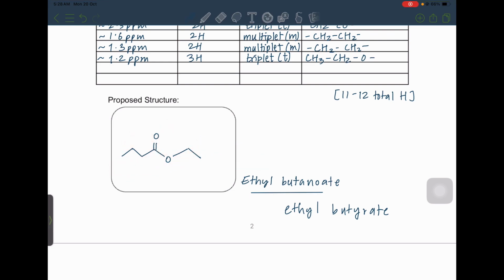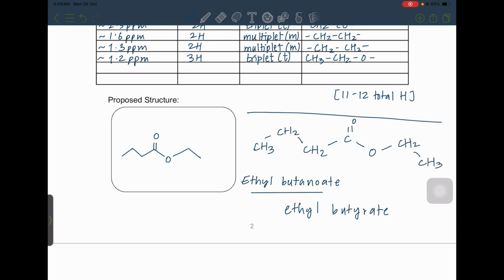Alright, so if I had to draw that structure, it's going to be something like this. CH2, then C double bonded to an O, and then an O again. We have a CH2, and the ending is a CH3. So this is basically the structure that I came up with, looking at all of the spectra, the observations, and the interpretations I made.